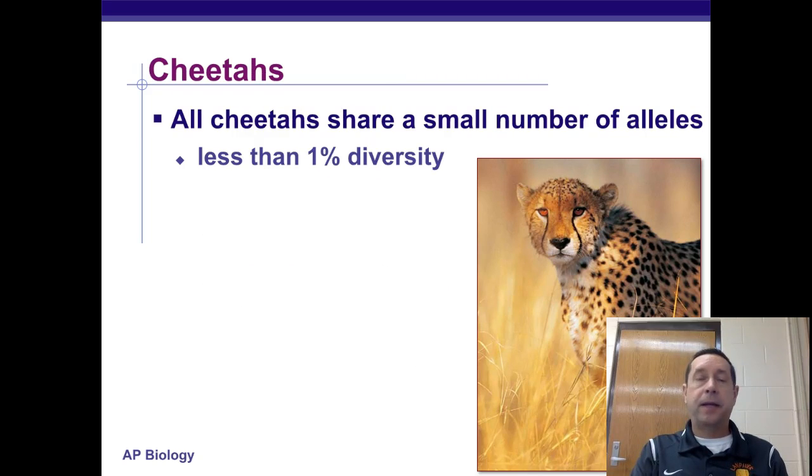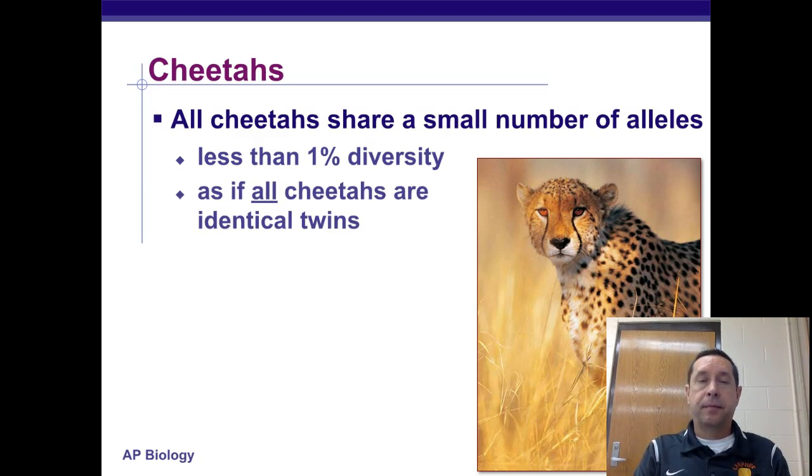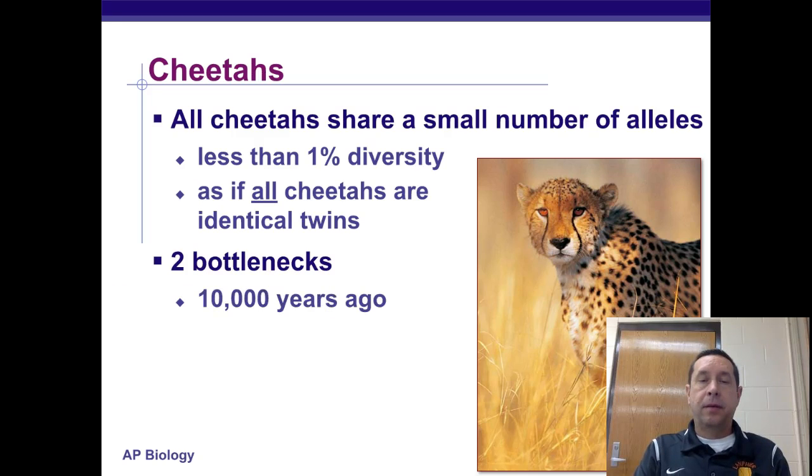Cheetahs have been endangered for a long time. Their population size got very small because they're interbreeding, or inbreeding. Genetically, there's not a lot of diversity there, and it'll take time for nature to put that diversity back in through mutations and other means. There were actually two bottleneck events in the cheetah population.